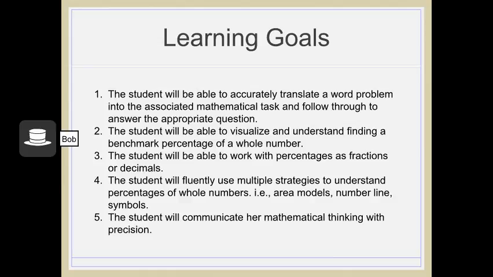Okay, our learning goals in this problem include the following. The student needs to be able to accurately translate word problems into the appropriate mathematical question, and at the end, be sure to answer the question that the problem poses. The student needs to be able to understand finding a benchmark percentage of a whole number. By benchmark percentage, we mean one that translates into a nice simple fraction.